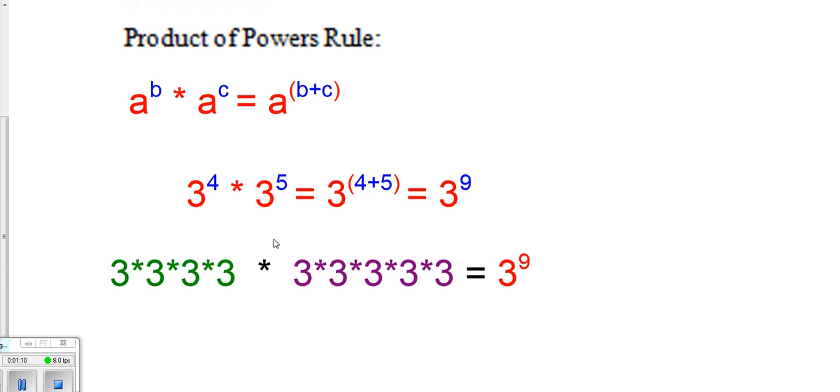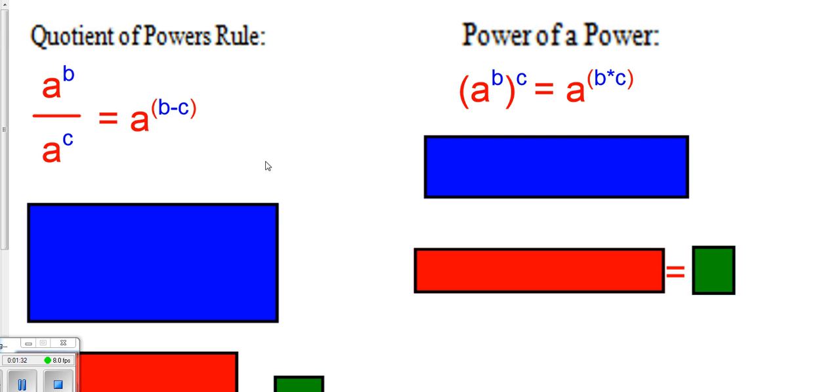Now again, this only works if the base is the same. So this 3 on the bottom has to be the same, and this has to be multiplying. If it is subtracting or adding, those don't really do anything. You have to find each piece individually and then subtract or add them. If it is dividing, it's something else. There is a different rule for that. In fact, that'll be this rule, the quotient of powers rule.